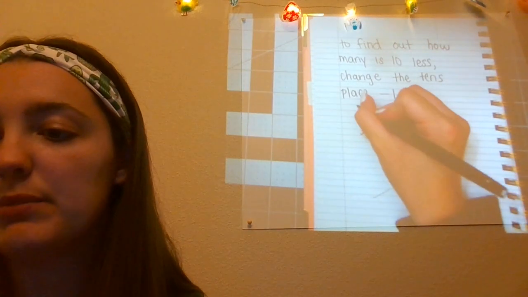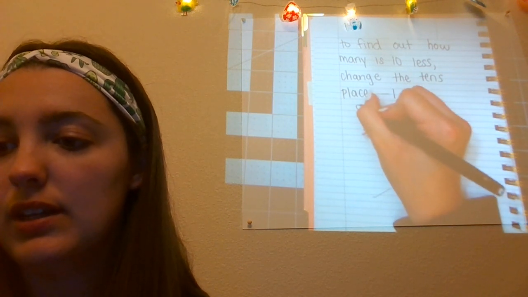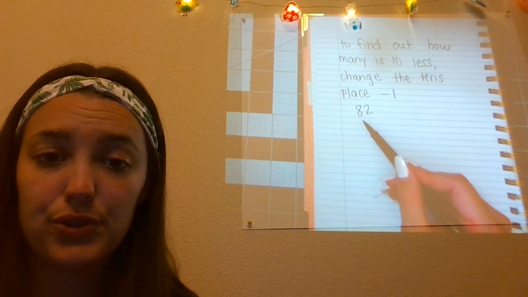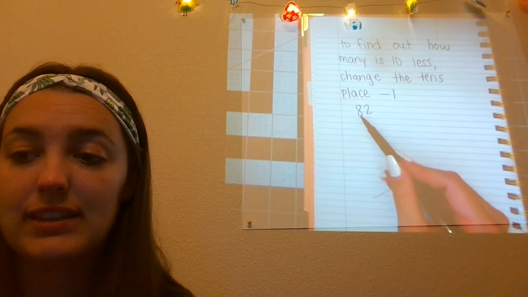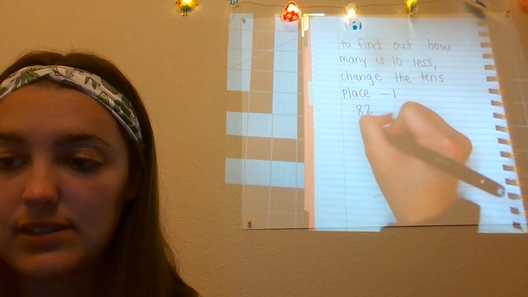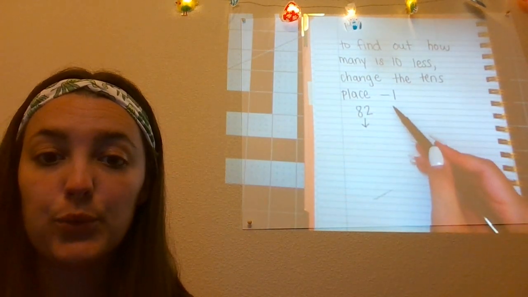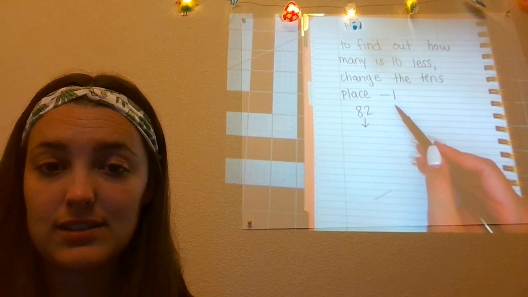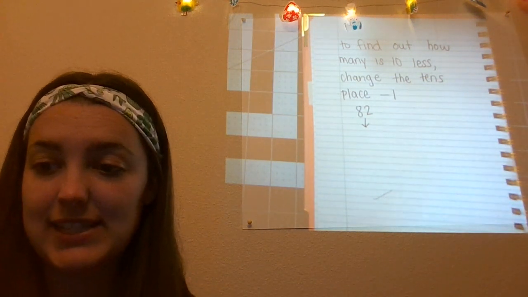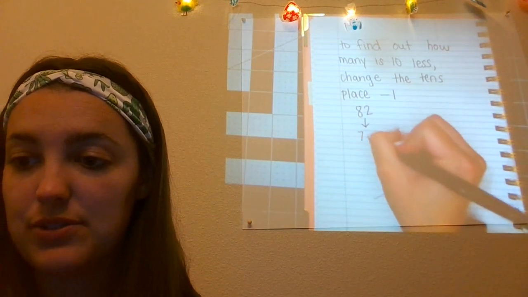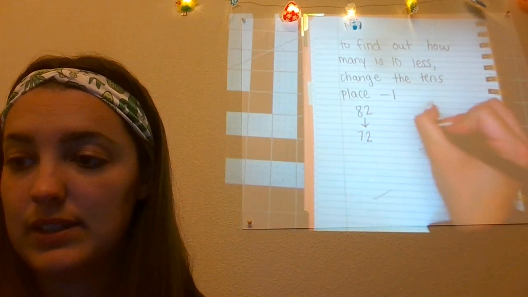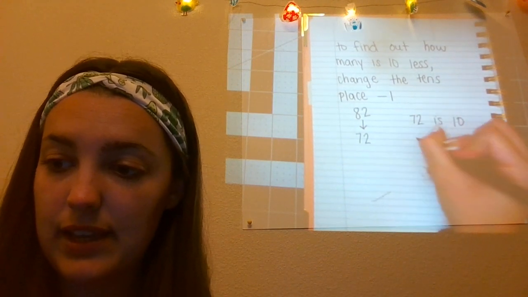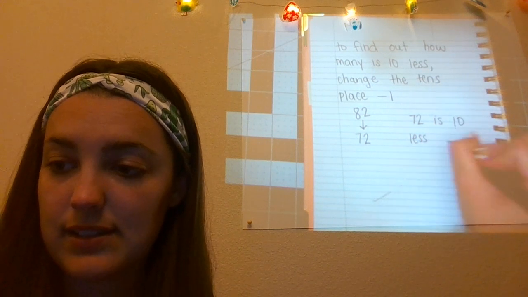So again, if I have the number 82, I know my 8 is in my tens place. So in order to find 10 less than 82, I'm going to take that number in the tens place. I'm going to subtract 1. So what's 1 less than 8? Count backwards, 8, 7. Keep my 2 the same. 72 is 10 less than 82.